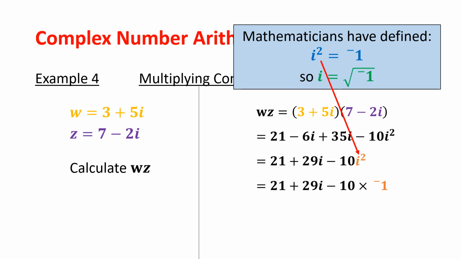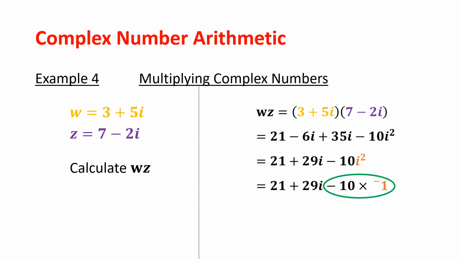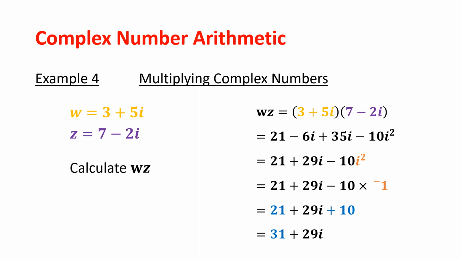Now don't forget two negatives. Negative 10 times negative 1 makes positive 10. So we're going to write down 21 plus 29i plus 10. And now we can quickly add up the remaining real bits. 21 plus 10 gives us 31 real bits and 29 imaginary bits. So our final solution is 31 real bits plus 29 imaginary bits.